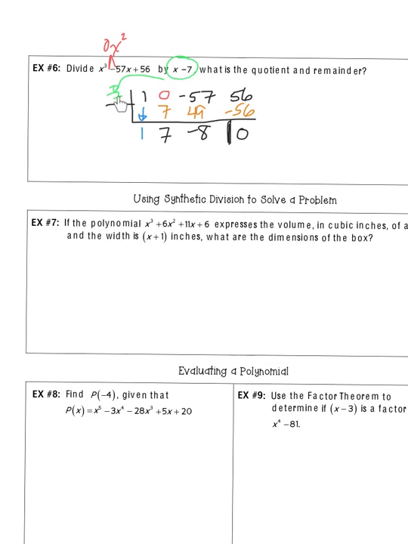All right, so we flipped the sign, immediately brought down the first number here below the line. Then you're just going to multiply. 7 times 1 is 7. It goes above the line. Add down. I get 7. 7 times 7 is 49. Add down. I get negative 8. 7 times negative 8 is negative 56. Add down. I got 0. So this right here is your remainder.